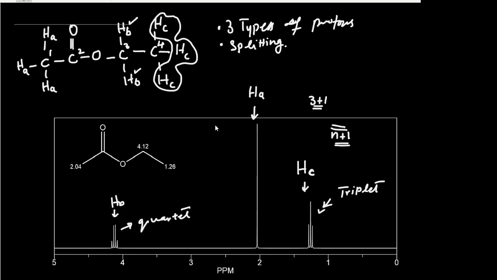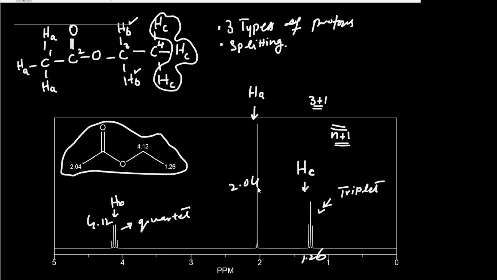In order to look at the different values, why this value is 1.26, this is just a computational result. So this CH3 protons will go to 1.26, this will be 4.12, and this will be 2.04.